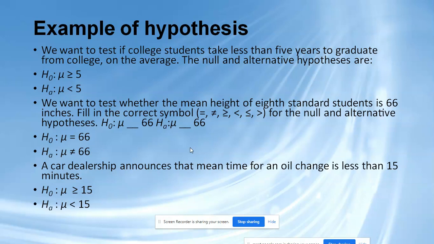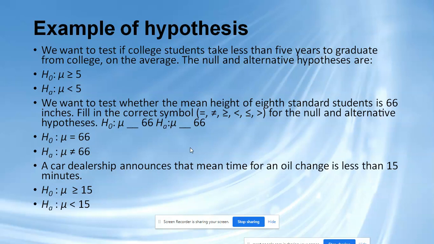Take another example. We want to test whether the mean height of 8th standard students is 66 inches. So we want to find out whether the mean height of 8th standard students is 66 inches, or less than or greater than it. So we have to fill in the correct symbol. It can be equal to, not equal to, greater than or equal to, less than or equal to, and greater than.